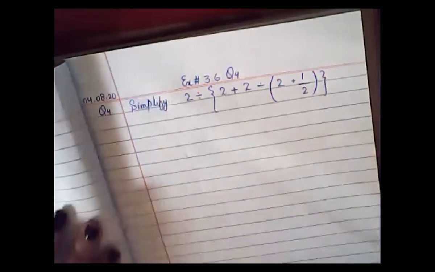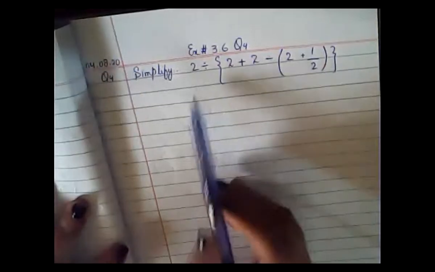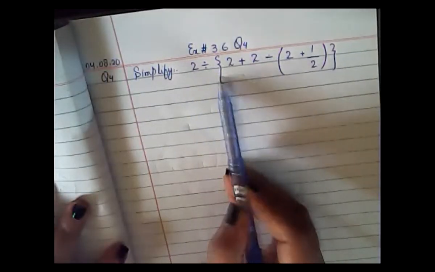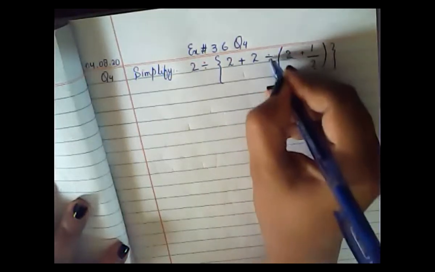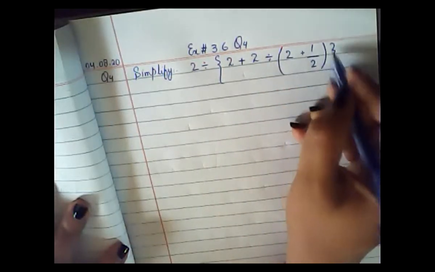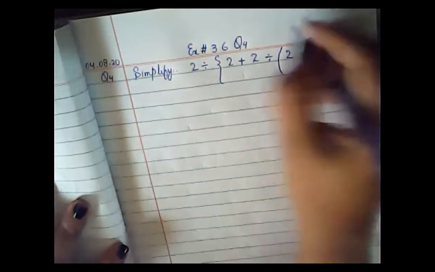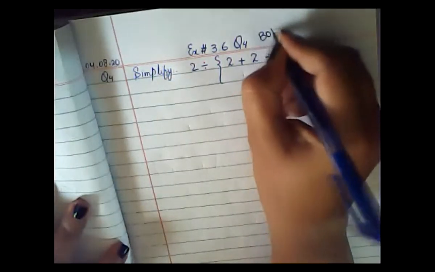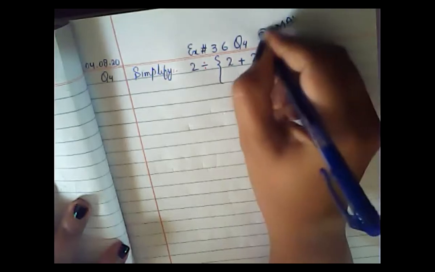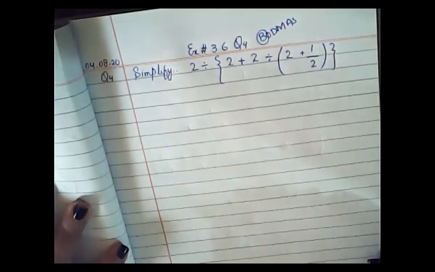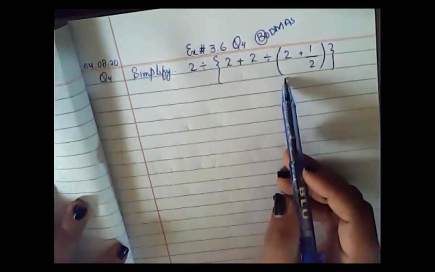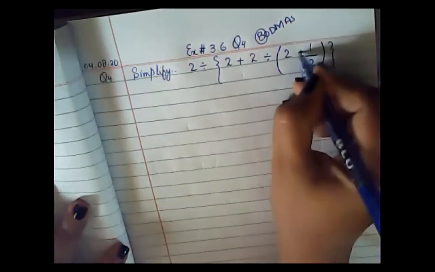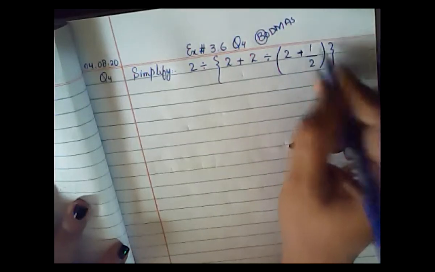Okay, now look here. What do you have here? Simplify. You have to simplify it. Now, what do you have here? 2 divided by curly bracket, 2 plus 2 divided by round bracket, 2 plus 1 upon 2 round bracket and curly bracket. Okay, we are going to apply the BODMAS rule here. BODMAS means first you will solve the brackets. So from which bracket will you start? You will start from the smallest bracket, that is the round bracket, 2 plus 1 upon 2.